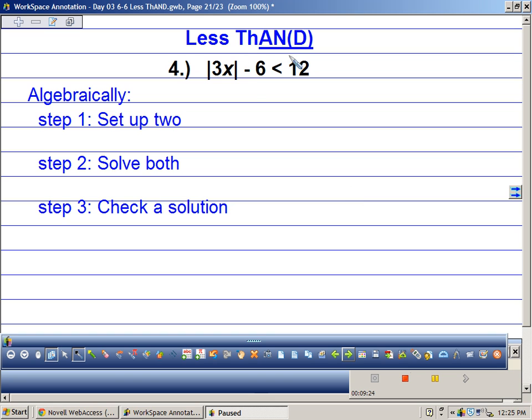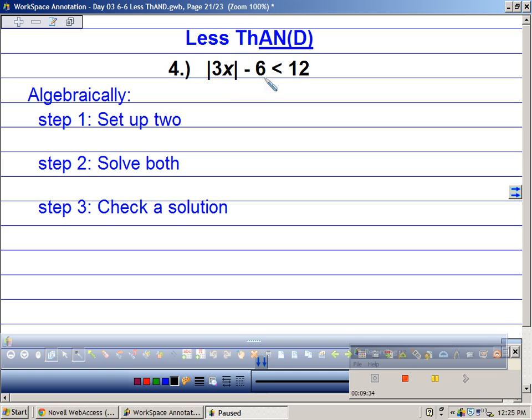Okay. This one looks a little bit different. Right? I've got 3x minus 6, or absolute value of 3x minus 6 is less than 12. So am I going to set this up as two different inequalities first, or am I going to add 6 to both sides in one?